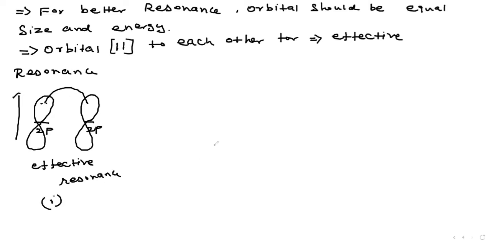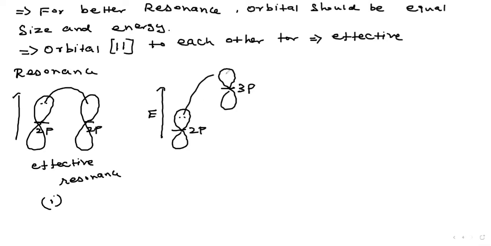In the second case, 2p and 3p, okay? This is the energy level. This is 2p. This is 3p. Now the 2p orbital, suppose it is vacant and the other contains a lone pair. Now electron transfer in this direction, right? Therefore, the energy gap is very high. This is poor resonance. What is the condition? If the two orbitals have the same size and same energy, there is more effective overlapping.